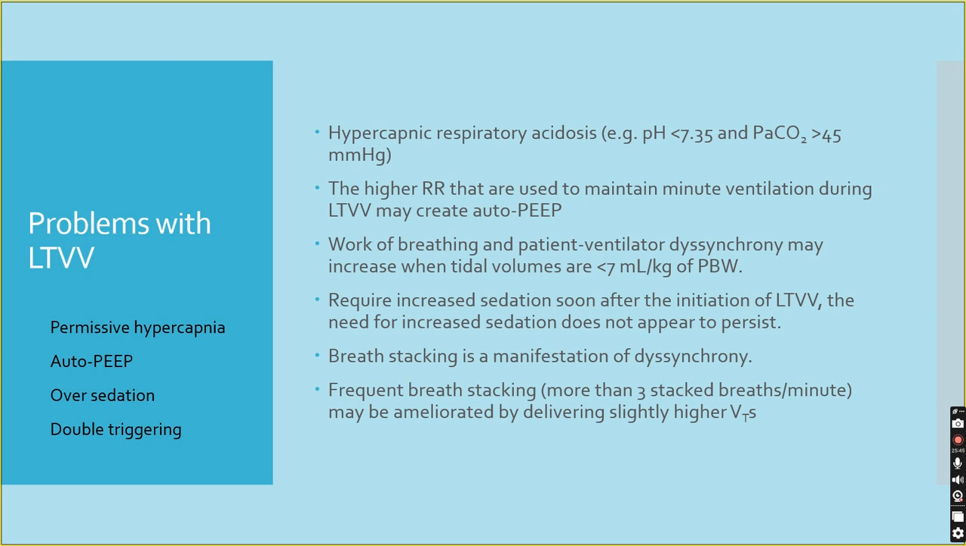So what are the problems with low tidal volume ventilation? As I told you, CO2 is retained and the patient gets hypercapnia or respiratory acidosis. The concept is called permissive hypercapnia, where we allow some CO2 to be on the higher side, as long as the pH is not less than 7.2, we accept the PCO2 so that you continue to have lung protection.